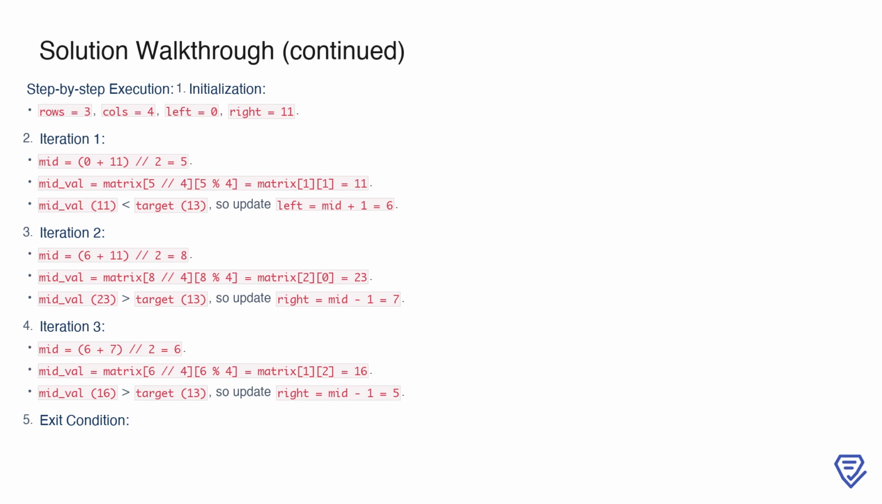In the third iteration, the midpoint becomes mid equals (6 + 7) / 2 equals 6, and the value at this position is mid_val equals matrix[6 / 4][6 % 4] equals matrix[1][2] equals 16. Since 16 is also greater than 13, we narrow the range further by setting right equals mid - 1 equals 5.